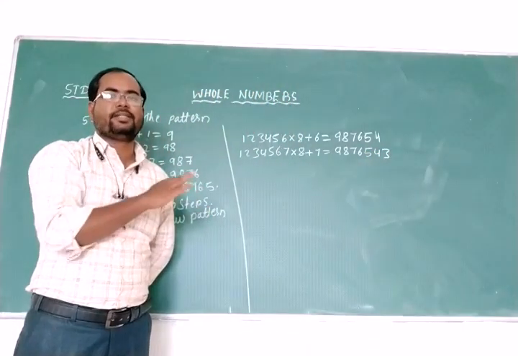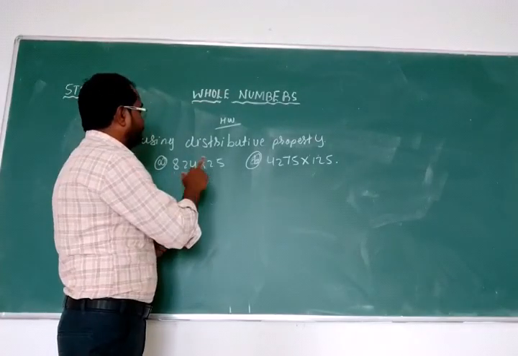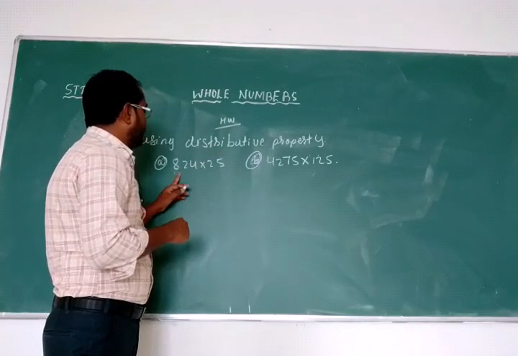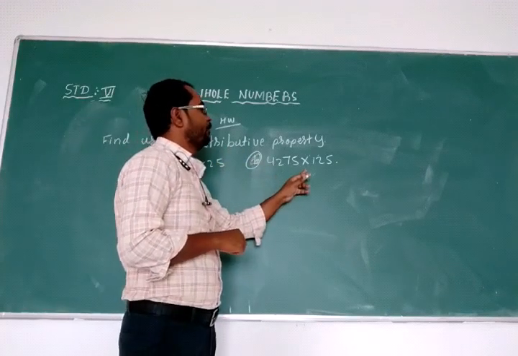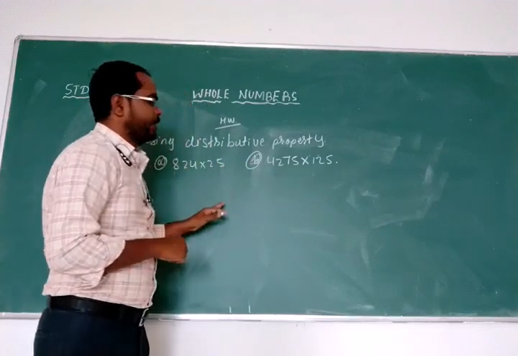Very simple this. Homework: find using distributive property 824 into 25, 4275 into 125. Note this down and solve this.